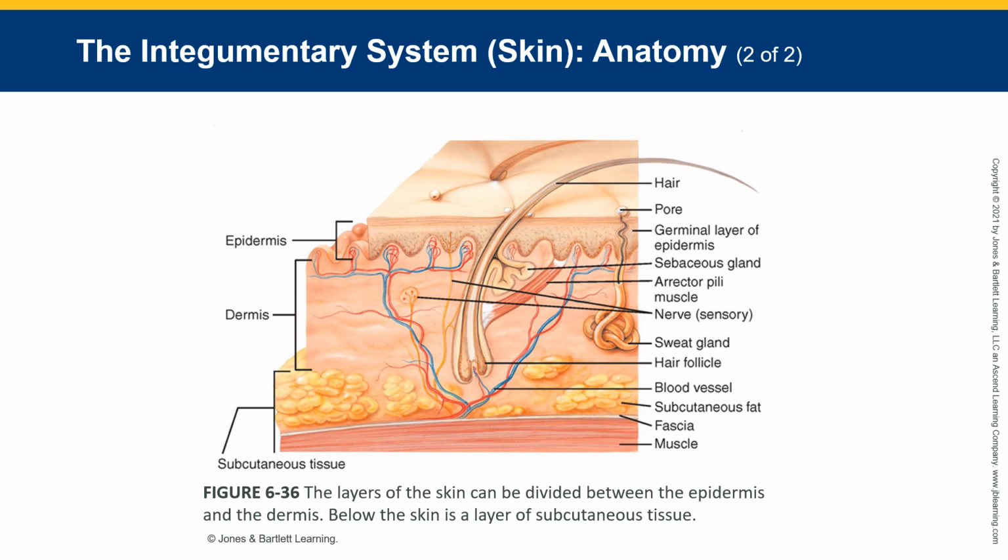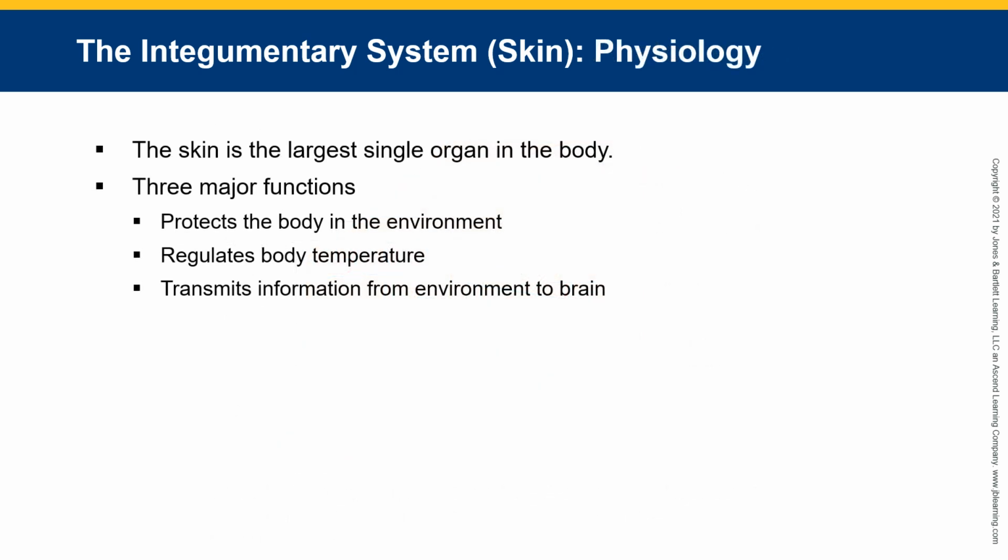Here's kind of a picture of what's going on with the integumentary system. There's lots of organs and things inside of here, sweat glands, hair follicles, pores, all of these things are connected, but it's a really large portion of the body. It's the largest single organ by surface area, and because of that, it has three major functions. It protects the body in whatever environment you're in, it regulates body temperature, and it transmits information from your environment that you run into to your brain. Touch, heat, pressure, cold, all of those signals are traveling through the skin and giving your brain a better picture of what's going on.